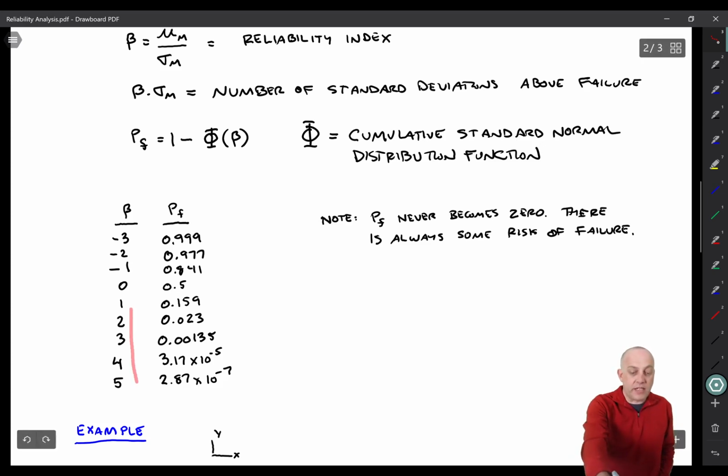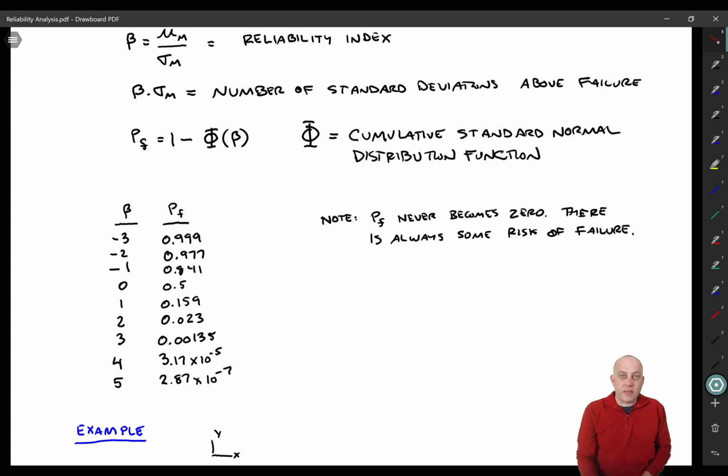And then as you get up to like 5 for beta, the probability of failure is now 2.9 times 10 to the -7. Pretty low probability of failure. So one thing to note, probability of failure never becomes 0. There's always some finite risk of failure. So no matter how conservative you are in your calculation, there's some chance that the thing that you've designed will fail. And maybe it's because you estimated the strength to be too high, and there's actually a zone with lower strength. It's all those uncertainties that are coming into play here.